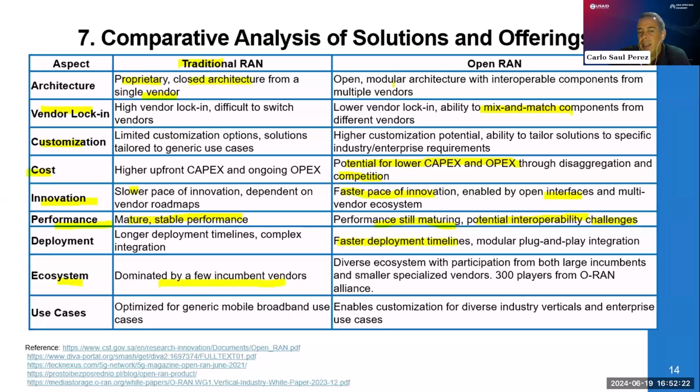The traditional ecosystem is dominated by a few incumbent vendors. Before, we had like 3 or 5 main players for RAN. Here we're talking about 300 players from the O-RAN Alliance. Use cases: traditional RAN is optimized for generic mobile users. Right now it is customized. We have players focused on small cells, players focused, for example, on rural areas, others focused on aerial transmission for airplanes and small planes. So it's possible to offer different kinds of solutions.